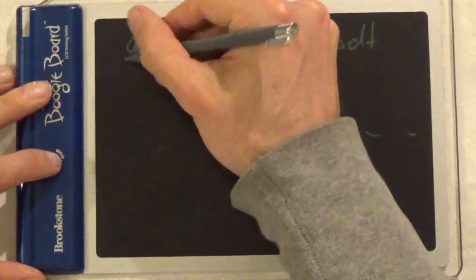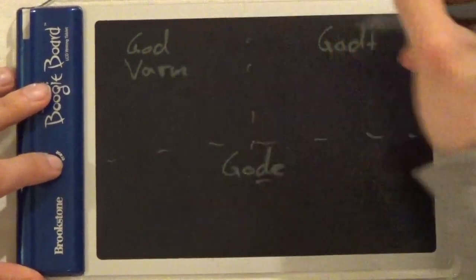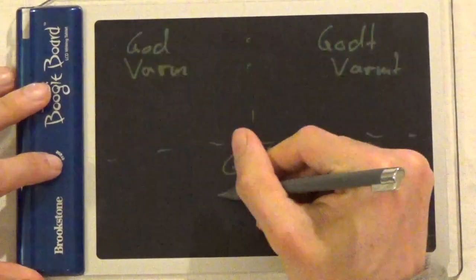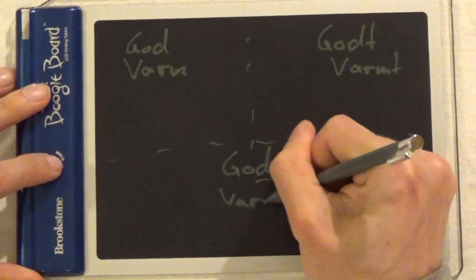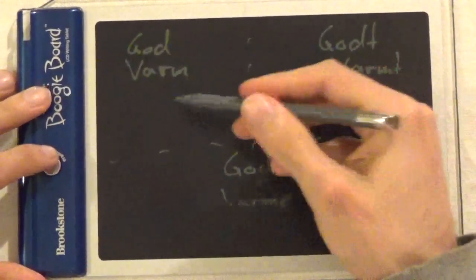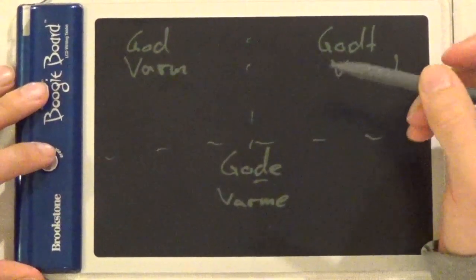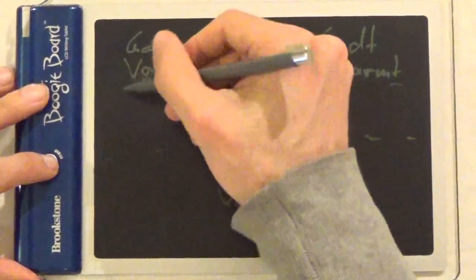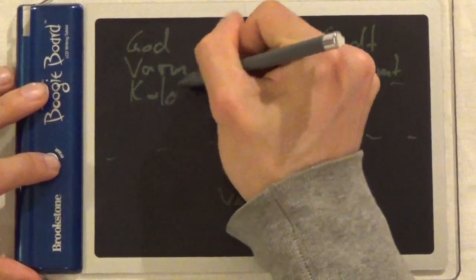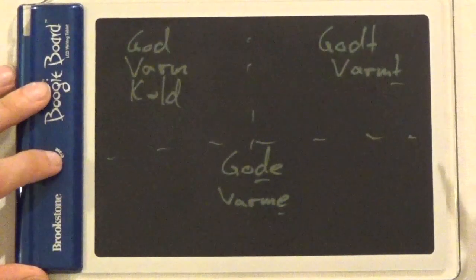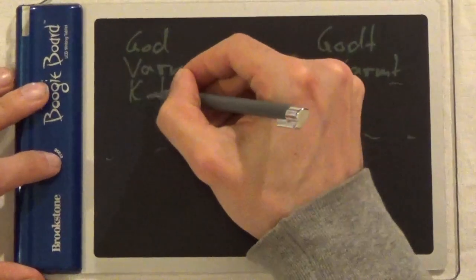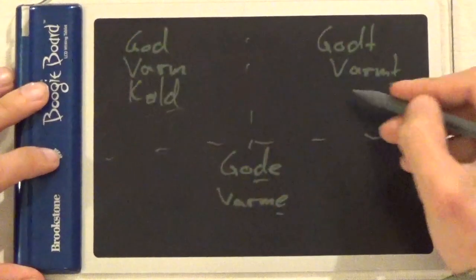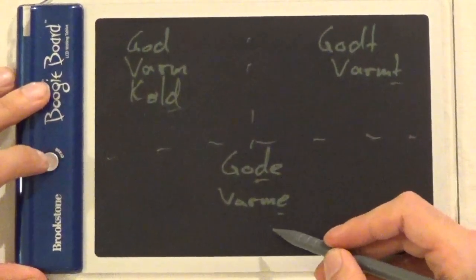Now let's do plenty more actually, but I'm not going to write all of them. I'm going to write this one and skip some of the others. Varm, varmt, and varme. I'm sure you can guess what this means. This is warm, or hot, if you will. And again, it follows the pattern of adding a T here and adding an E in the plural form. Another good adjective to know is kold, K-O-L-D. Silent D here at the end, and that will become koldt over here and kolde down here.